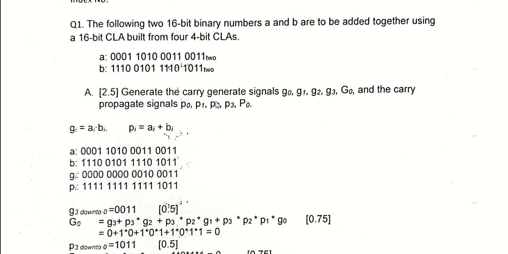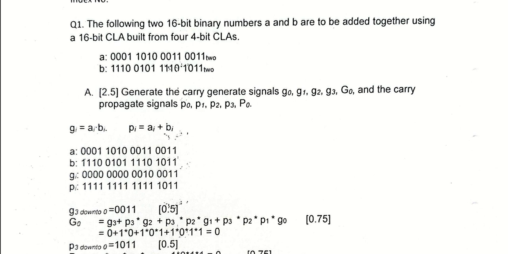The following 16-bit binary numbers A and B are added together using... So the thing is, they wanted to add these 16-bit numbers, right? So this is a 16-bit number, it has 16 bits, 1 up to 16. This is also a 16-bit number, it has 16 bits, right? Now they wanted to add the two of them, right?